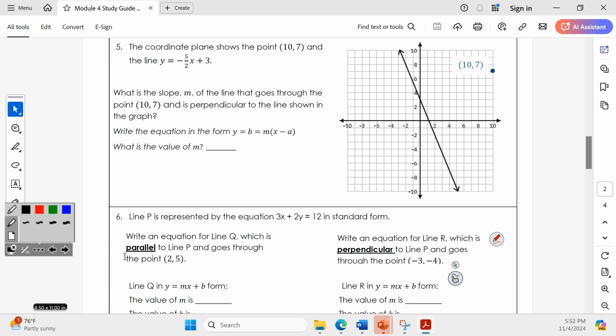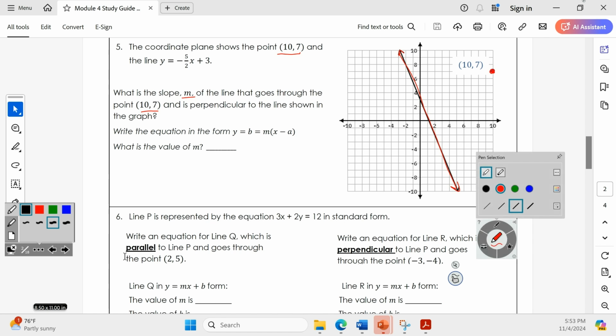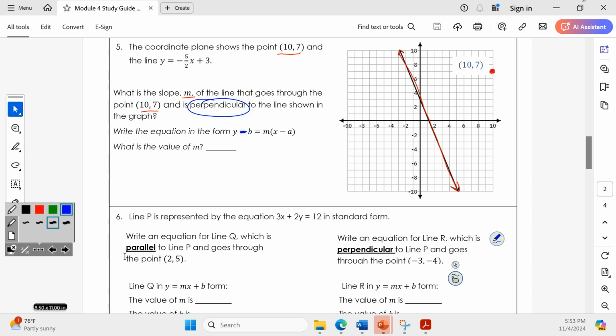The coordinate plane shows the point 10, 7. So the point 10, 7 is given to you right here, and the line y is equal to negative 5x plus 3. So they gave you the equation of this line. What is the slope m of a line that goes through the point 10, 7 and is perpendicular? So we're looking for the slope that is perpendicular. Write the equation, and I think this is y minus b equals m times x minus a, and it asks you to only identify the value of m.